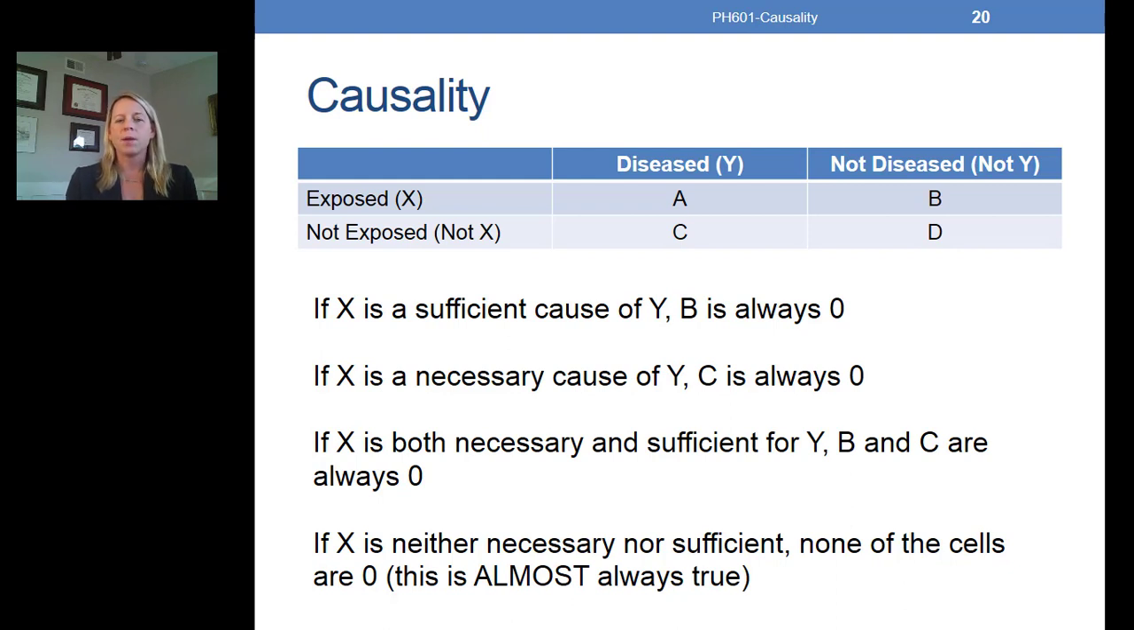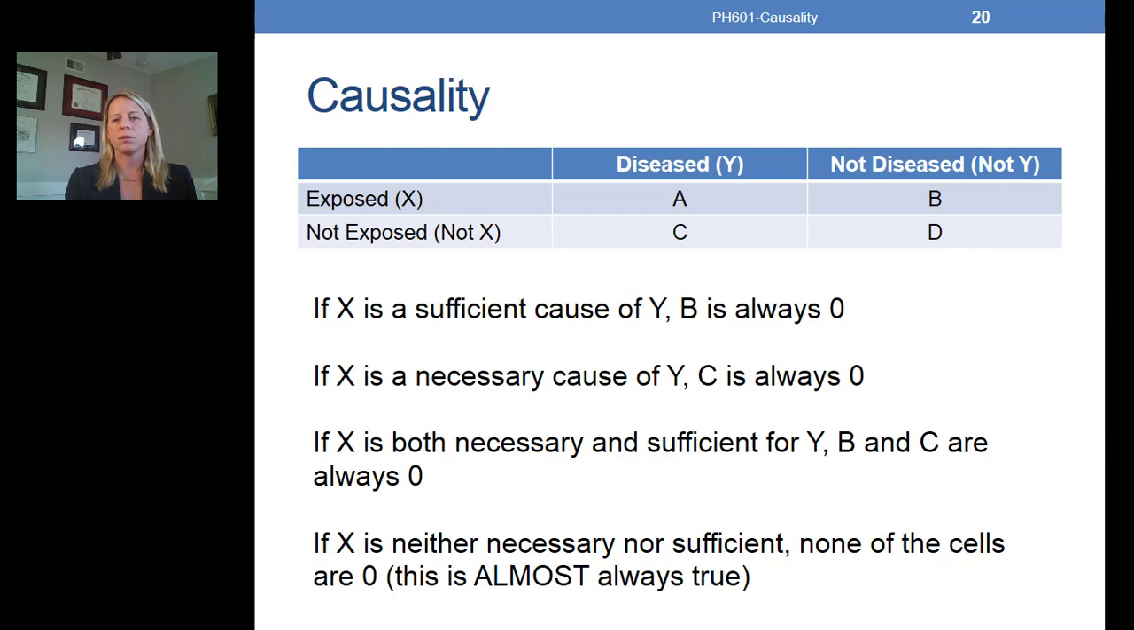Another example is if X is a necessary cause of Y, then C is always 0. Here is where, unless X is present, Y will not occur. So C would be 0 in the absence of X. And then the third example is if X is both necessary and sufficient for Y, then B and C are always going to be 0, right?